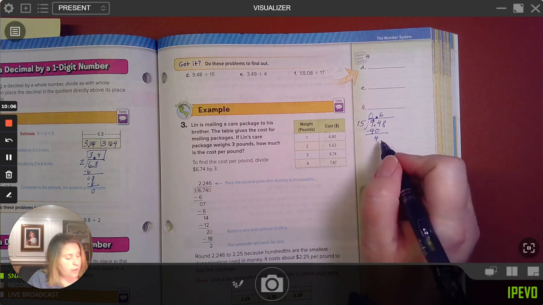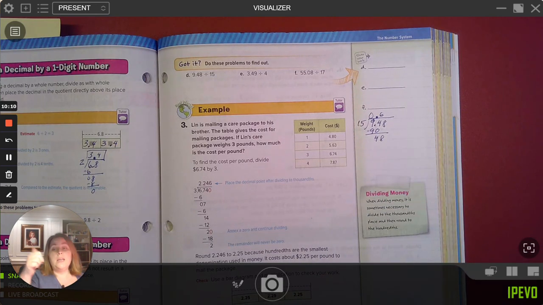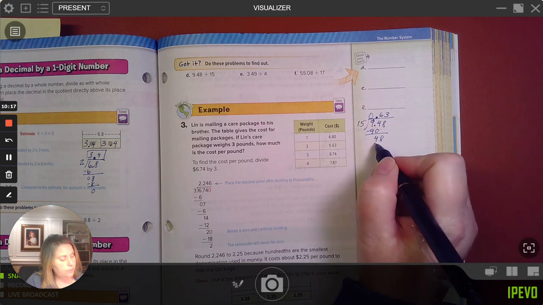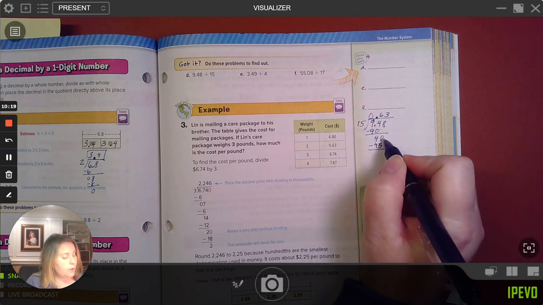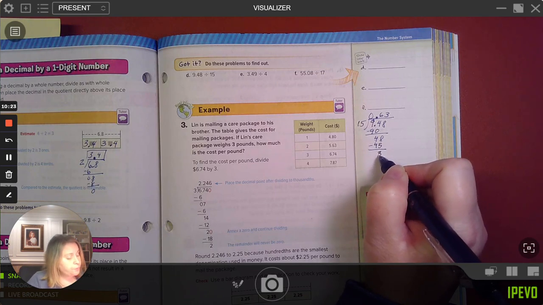And then I'm going to bring down an 8. And then how many times does 15 go into 48? Well, 15, 30, 45. So it goes in 3 times. 3 times 15 is 45. We just counted that out. 48 minus 45 is 3.